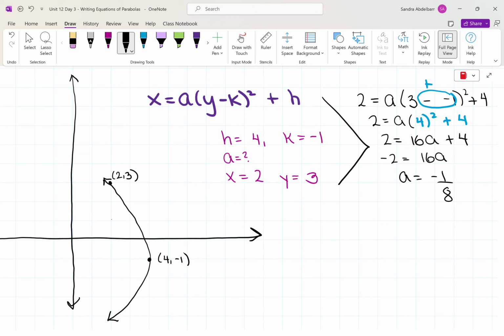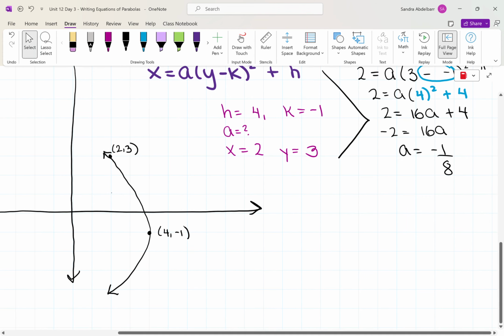So this makes me feel confident. Also, isn't this parabola pretty wide? That also makes sense, because remember, if the a, aside from its sign, is between 0 and 1, meaning a fraction, it's going to be wider. If my a is a whole number, it's going to be more narrow. So this is completely in line with what we're seeing.